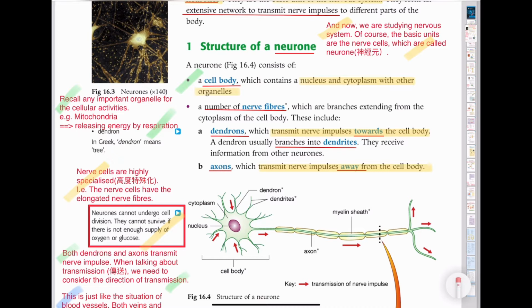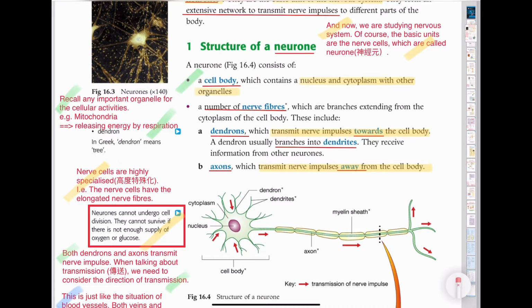For the nerve fibers, there are two types. One main type is the dendron, and with the small branches, we call them dendrites. The other type is the axon. Both of them can transmit nerve impulses. But when we are talking about transmission, we need to think about the direction.